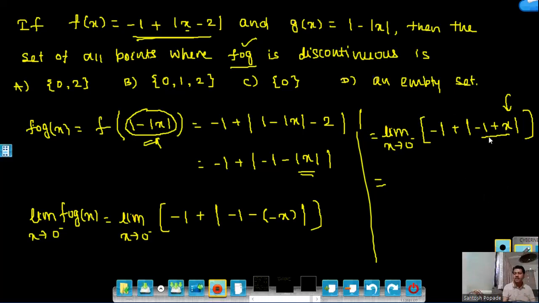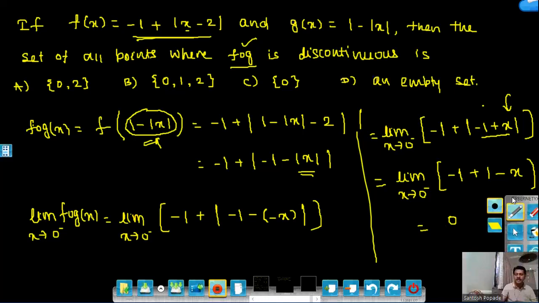Now x is tending to 0 from the left side, meaning x is negative, and so -1 plus x is also negative. The modulus of a negative term is a positive quantity, so to make it positive I should multiply by -1. Isn't it that -1 plus x is a negative term, and if I take its mod it becomes positive? To make that negative quantity positive, we have to multiply by -1, isn't it?